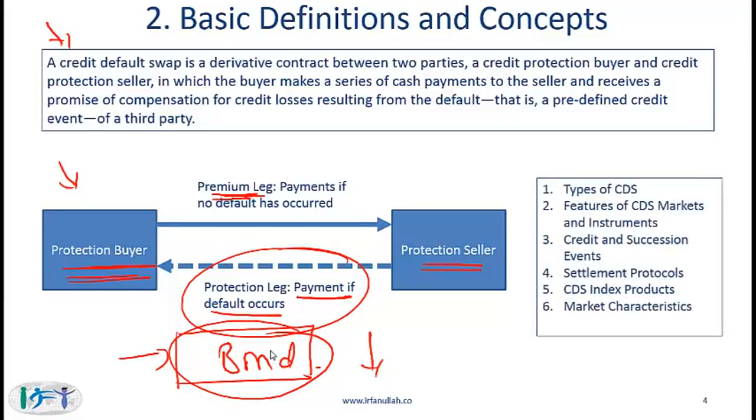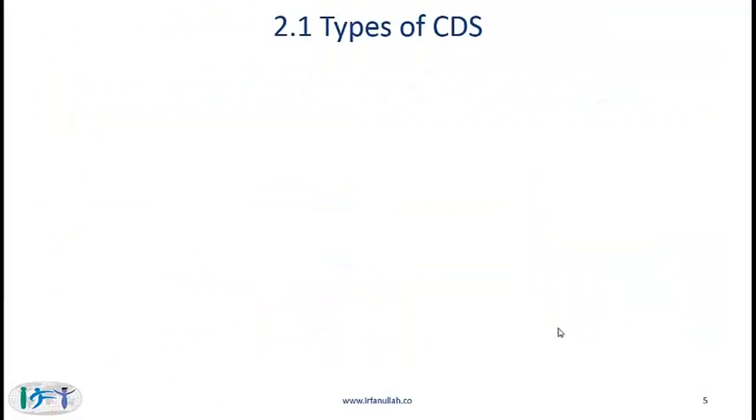That was a high-level explanation. In section 2, there are several subsections. We'll talk about the different types of credit default swaps, features of the CDS market. We'll talk about credit and succession events. Here I briefly alluded to a credit event, but we'll get into more detail. Then the settlement protocols. So how do we settle over here? In case there is a default, what is the settlement process? We'll talk about CDS index products, and finally market characteristics.